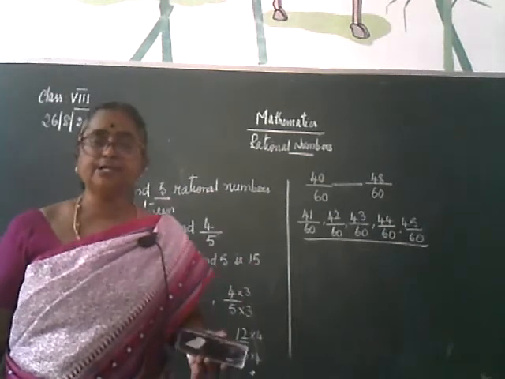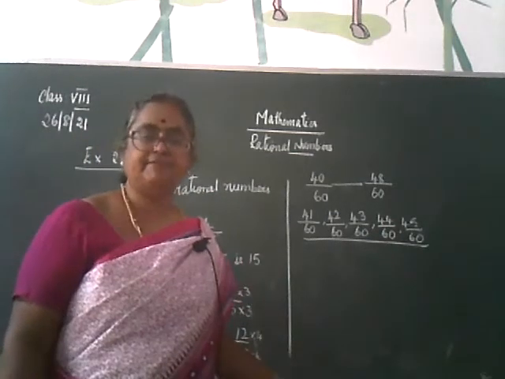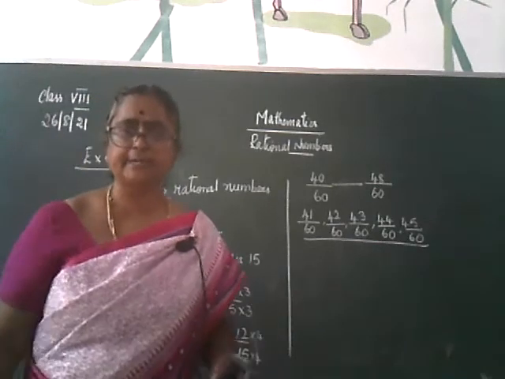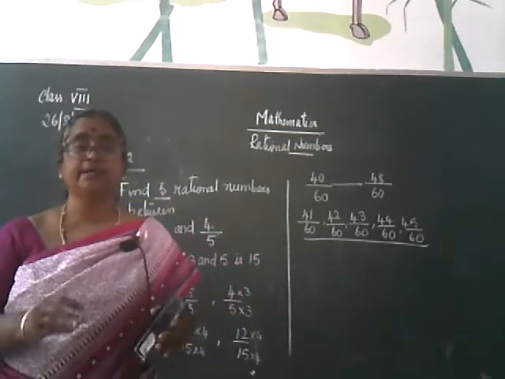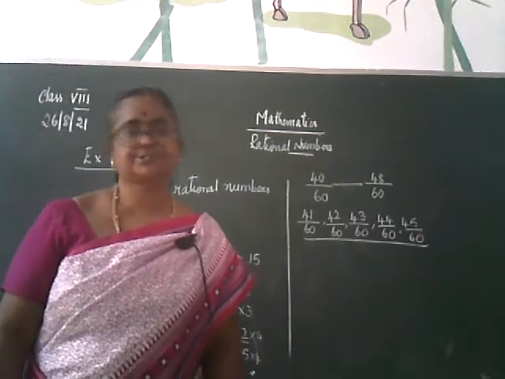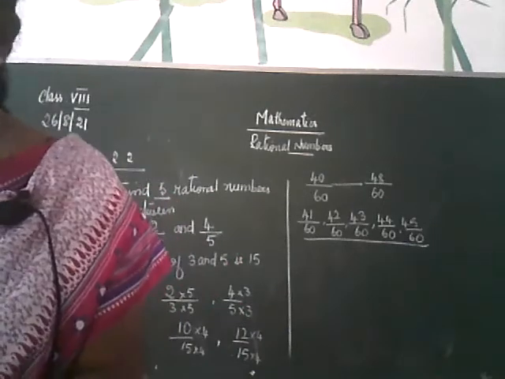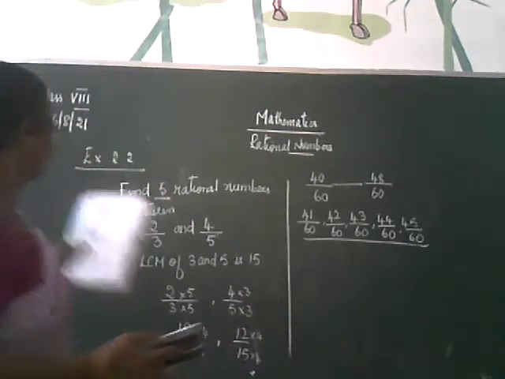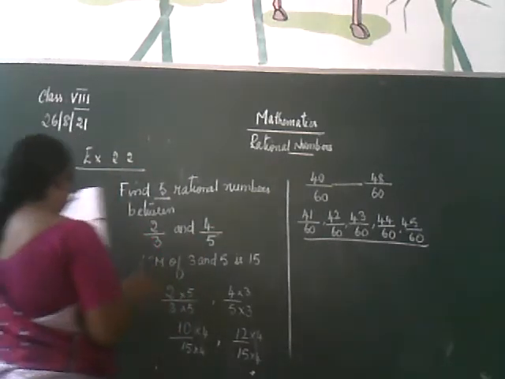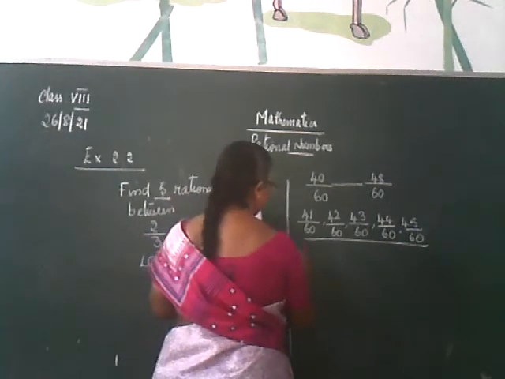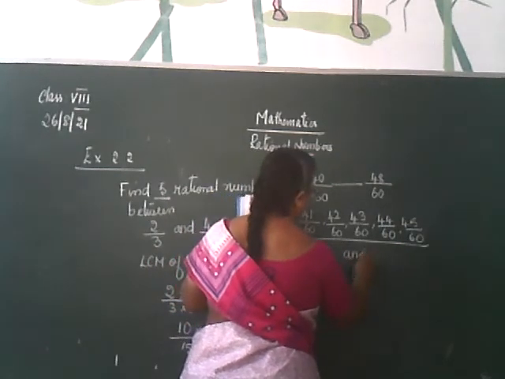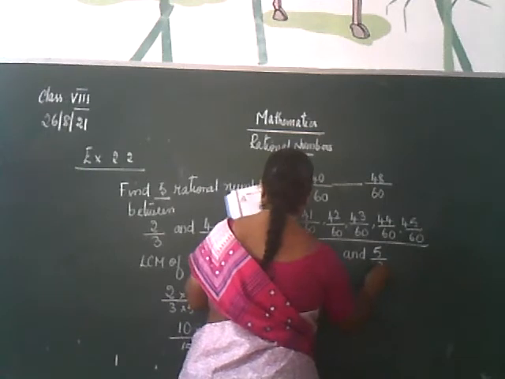So, like that you should see whether if you get 2 or 3, you multiply by more numbers, both numerator and denominator, so that you get more rational numbers between the given 2 rational numbers. Okay? Then, let us move on to the next one. 5 rational numbers between 2 by 3 and 4 by 5. The second one is minus 3 by 2 and 5 by 3.